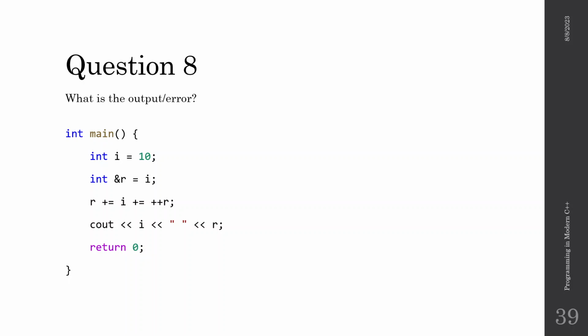Okay, so this question, let me now solve it. I is 10, and then I created a reference to I. So we have 10 here, which is I, and R is a reference to I.